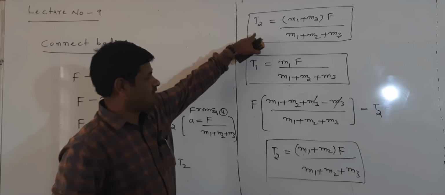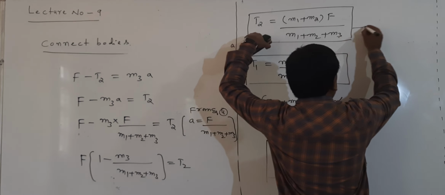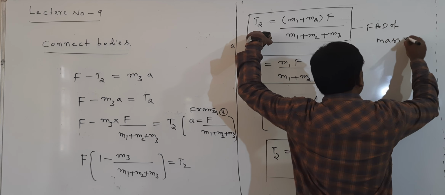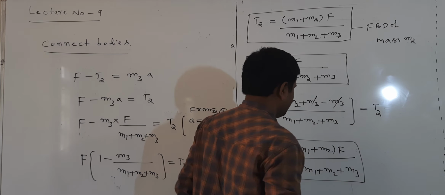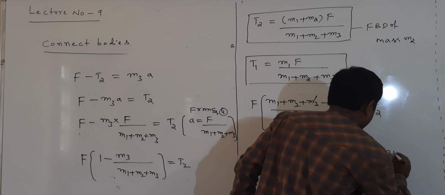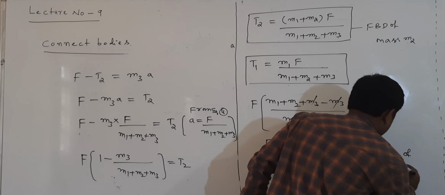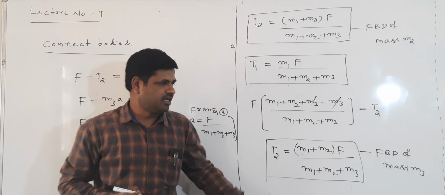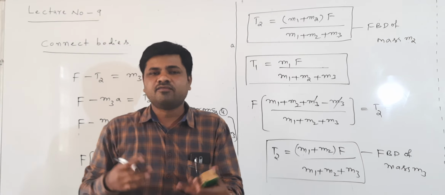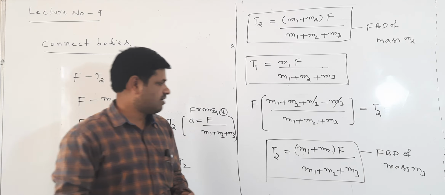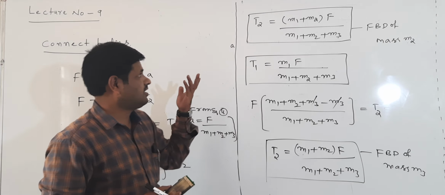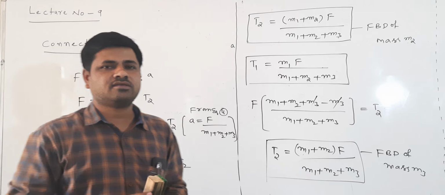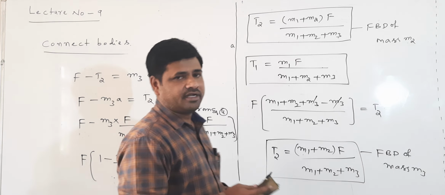Earlier I found this tension using the free body diagram of mass M2, and now I found it using the free body diagram of mass M3. In both cases we get the same tension. That's the reason you can use any free body diagram to find the T2 tension. For finding the T1 tension, I use the free body diagram of mass M1. This is called a connected body problem.